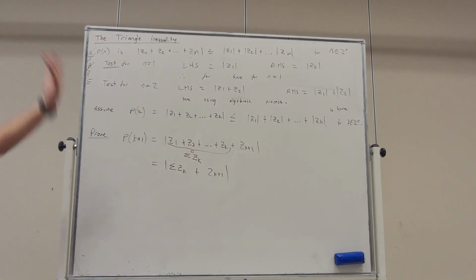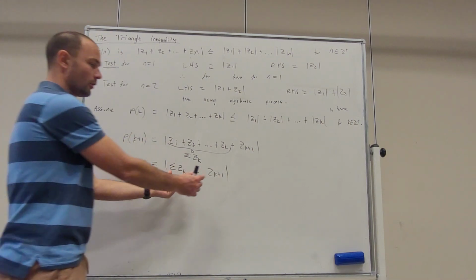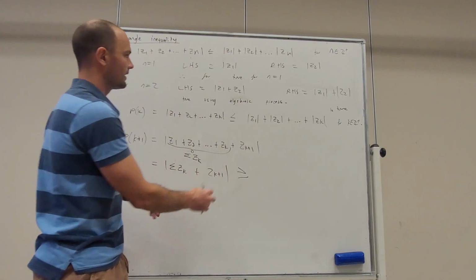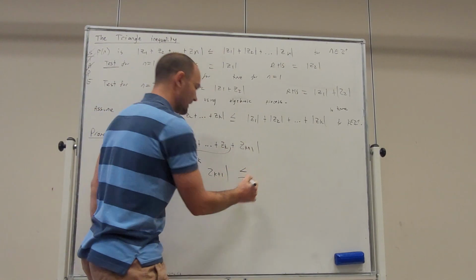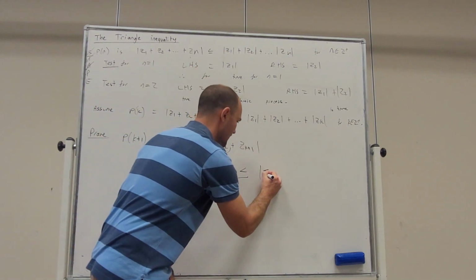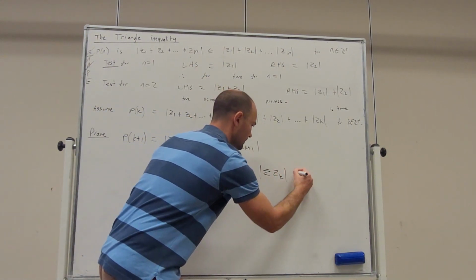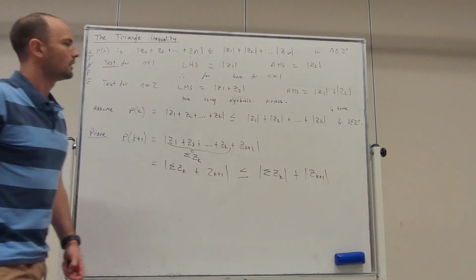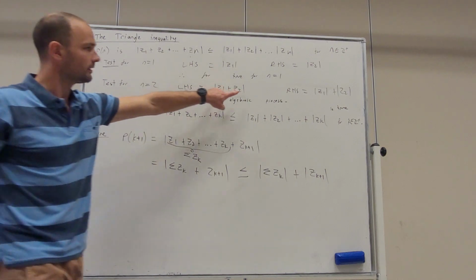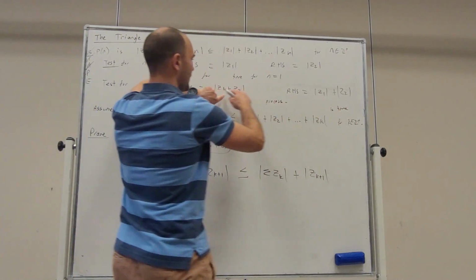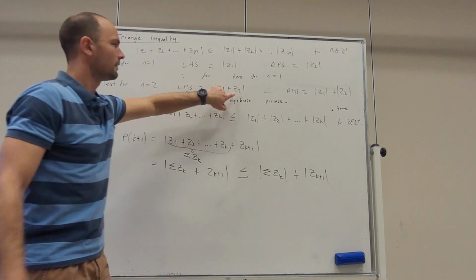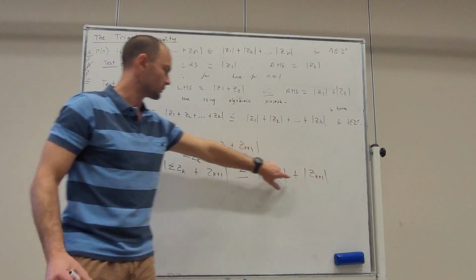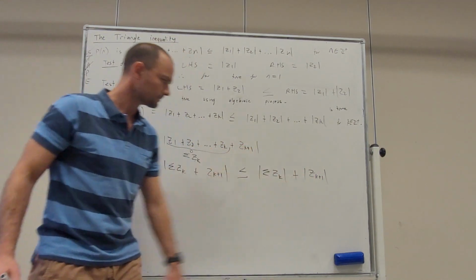Now we know from the second circumstance, when we only have two terms inside, that it is less than or equal to the modulus of the sum of Z K plus the modulus of Z K plus 1. Sorry, I pointed that the wrong way. That's proven in our second step here: the modulus of Z1 plus Z2 is less than or equal to the modulus of Z1 plus the modulus of Z2. So all we're doing is using that there.